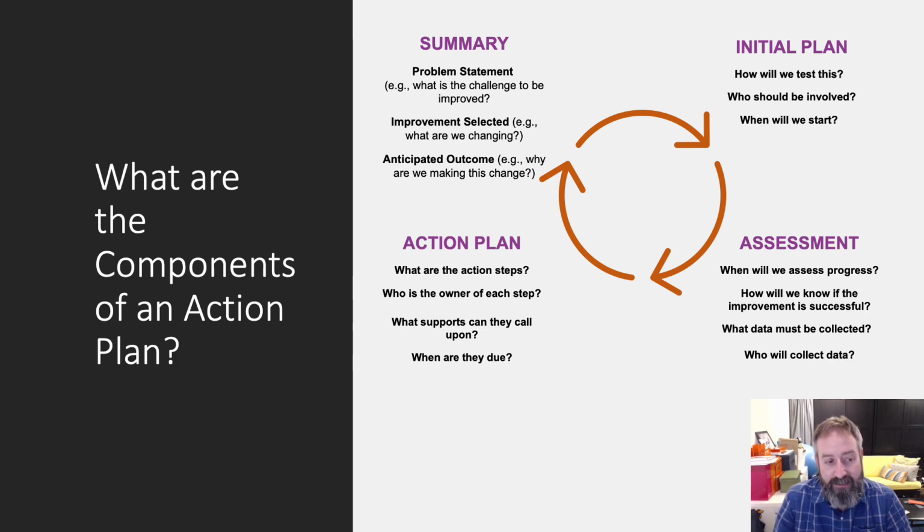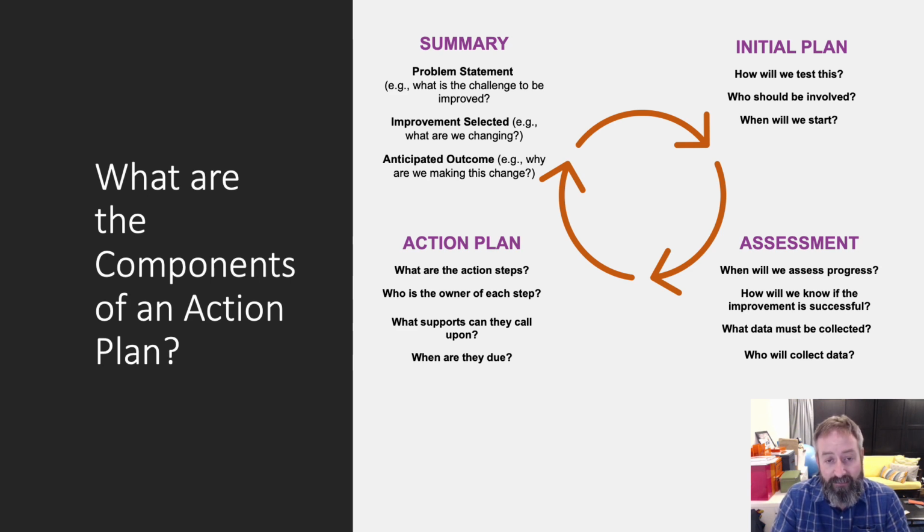A good action plan has several key components. First, you need to make sure that everyone knows what your problem is and what you're trying to do to solve it. Usually we put this in a summary. So you have your problem statement, the challenge to be improved upon. You have the improvement you selected, what you're going to change, and then your anticipated outcome, like what number, what data point, what problem is going to be solved by implementing that selected improvement.